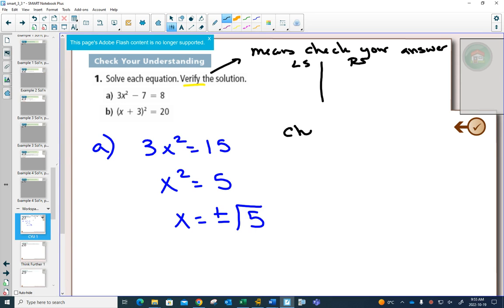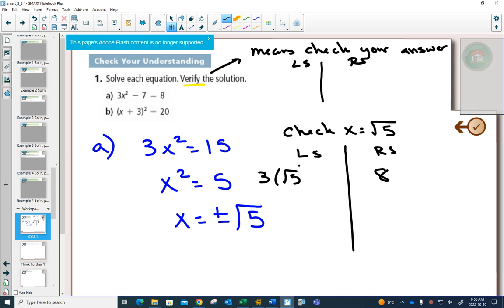So first of all, we're going to check x equals the positive square root of 5. Split up our page, left side and right side, go to our original equation. The right side was just 8. The left side would have been 3x squared minus 7. So now I will square that. This will give me 3 times 5 minus 7. 15 minus 7 is 8. So I know that x equals the positive square root of 5 works.